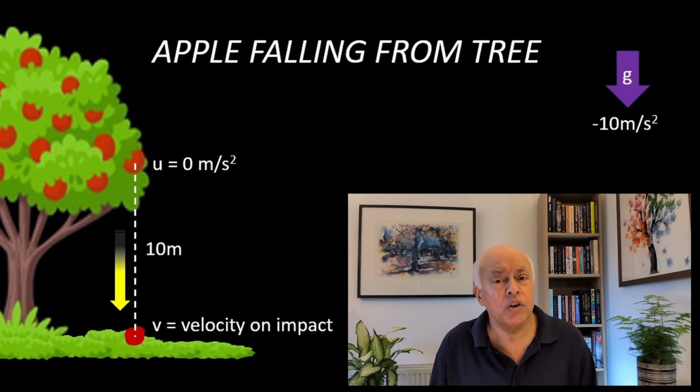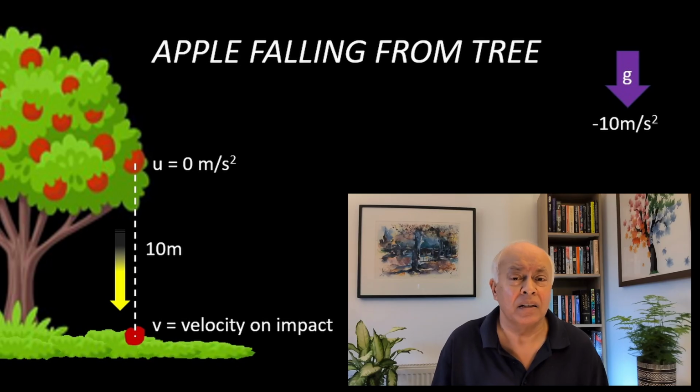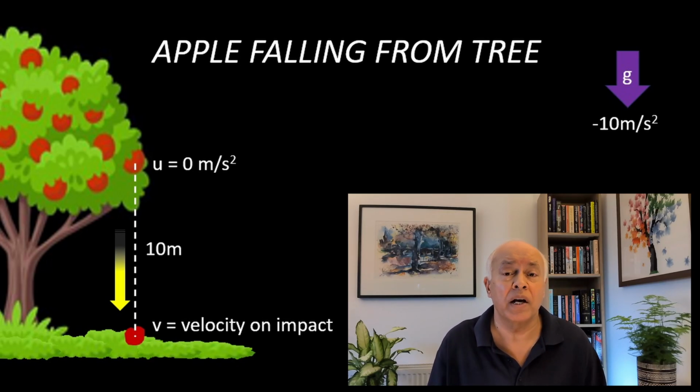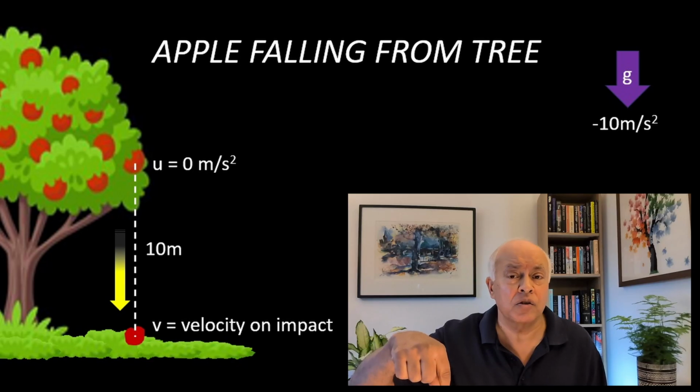Finally, let's go back to Newton's apple tree and see how we might use the SUVAT equations to work out what happens to the apple. Let's assume our apple is 10 meters high and falls straight down. If we assume that only gravity is acting on the apple, then we can use our SUVAT equations because they apply when we have constant acceleration. And we can say that the initial velocity u is going to be 0 because the apple is on the tree. And we know g equals minus 10 meters per second squared.